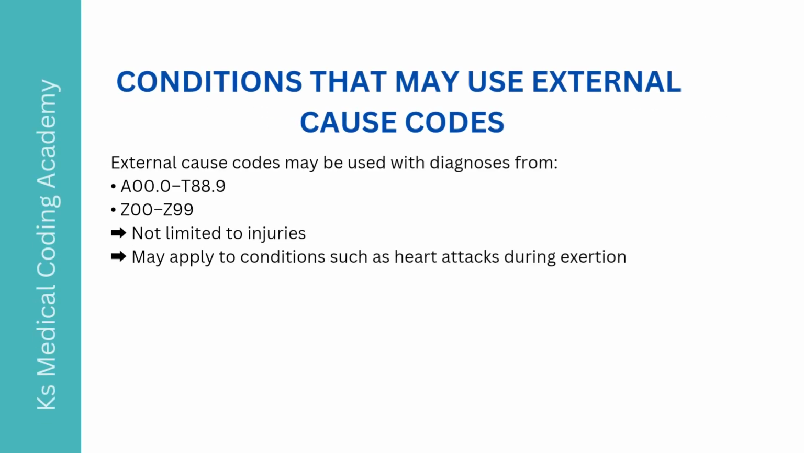Conditions that may use external cause codes. External cause codes may be reported with diagnoses from A00.0 through T88.9, Z00 through Z99. They are not limited to injuries. For example, they may describe a heart attack that occurred during strenuous physical activity.